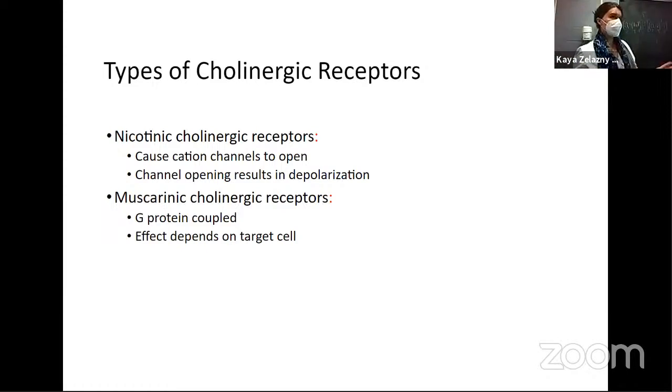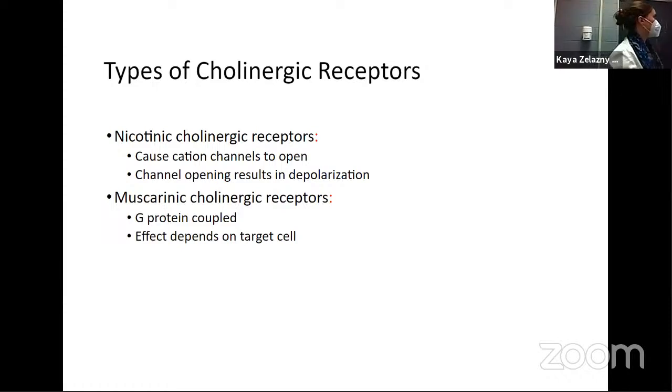Okay. So when we're thinking about cholinergic receptors, there are actually two types. So they're slightly different in the way that they function. The nicotinic cholinergic receptor is basically just like those ionotropic receptors we saw in our previous unit. So we're just going to have our ions come in, we're going to have a cation channel open. This is going to cause depolarization.